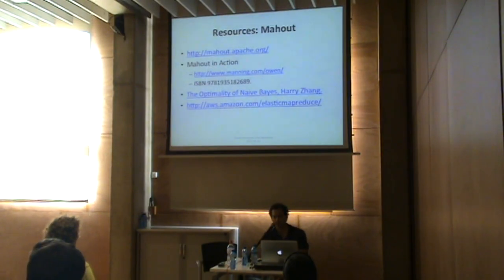There's a good paper on the naive Bayes classifier that we have decided to implement in the prototype. The link isn't here, but we can give you the link later if you want to read more. And the Elastic MapReduce service from Amazon could be a good solution depending on your hosting requirements and availability.